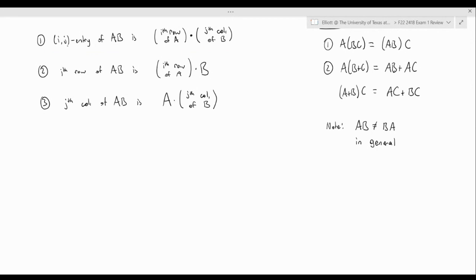The second method that I wrote down for multiplying two matrices calculates each row of the product. It says that the ith row of AB is equal to the ith row of A multiplied with the matrix B. Lastly, this third one looks at the columns of the product. The jth column in the product AB is going to be equal to A times the jth column of B.